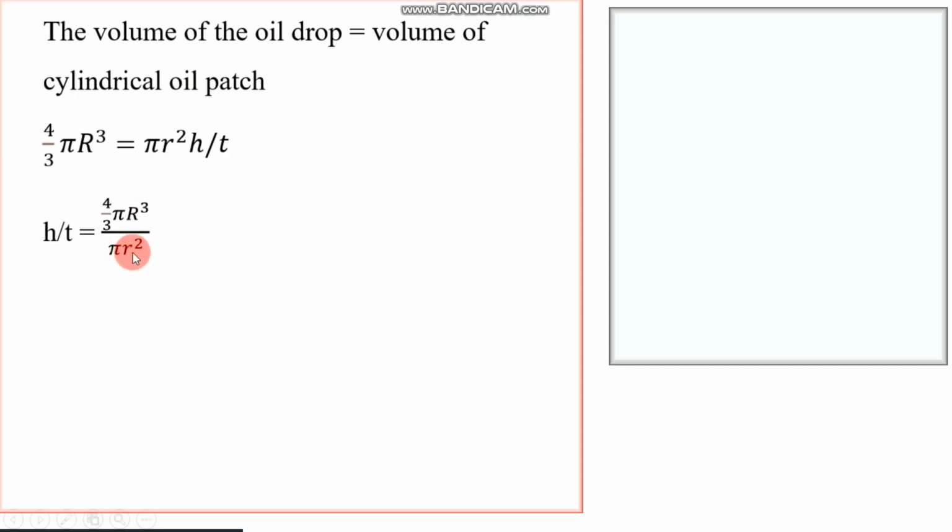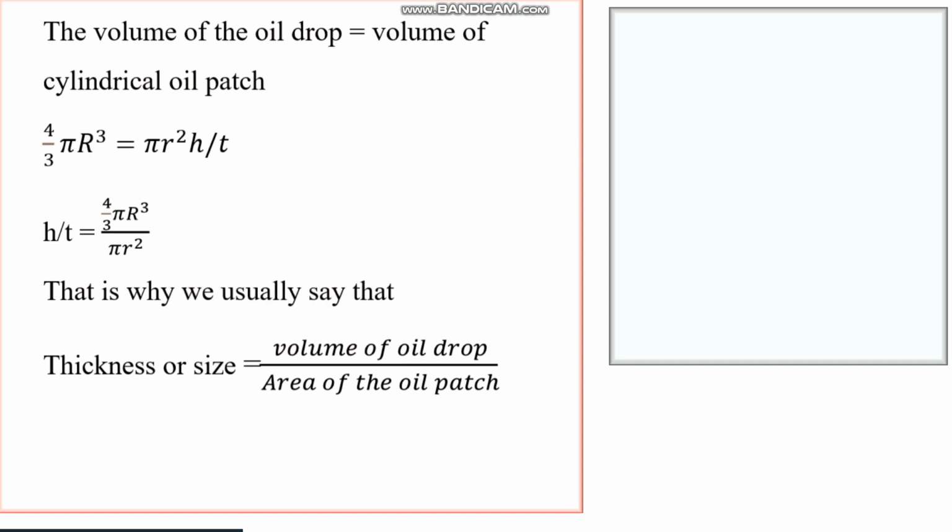And remember, these radii are not the same. Capital R is the radius of the sphere, and small r is the radius of the circular patch. That's why most books have this direct formula that the thickness or size is given by the volume of the oil drop divided by the area of the oil patch. But I've just shown you how this formula comes about.